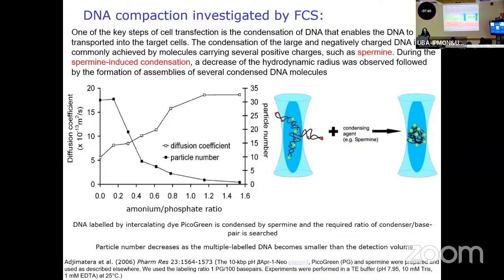So using diffusion. I don't know how much time I have. Like 1 minute. Okay.